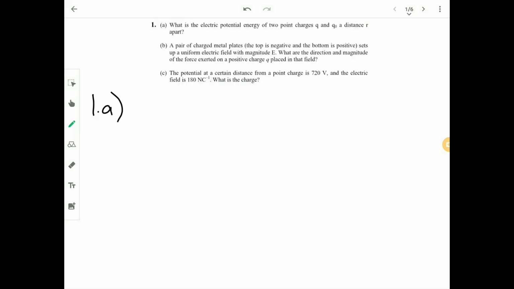Okay guys, lesson question number 1 of chapter 23. You guys can do parts A to C and then we'll check them together. Okay, let's solve part A. What is the electric potential energy of 2 point charges Q and Q0 at a distance r apart? It's just the formula. U is the electric potential energy, and since we have 2 point charges Q and Q0, it's K Q Q0 over R. That's it.